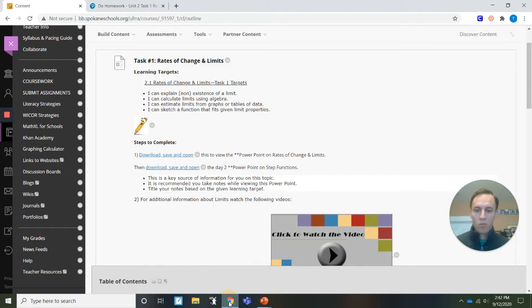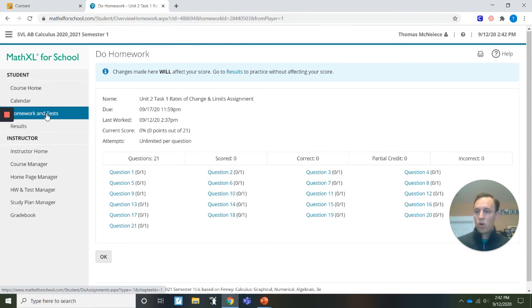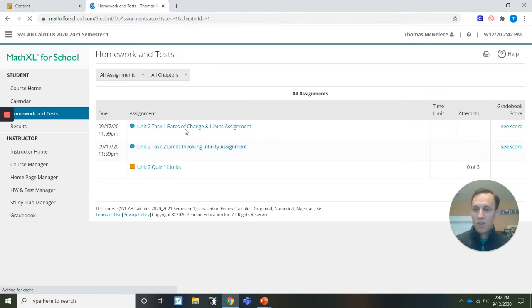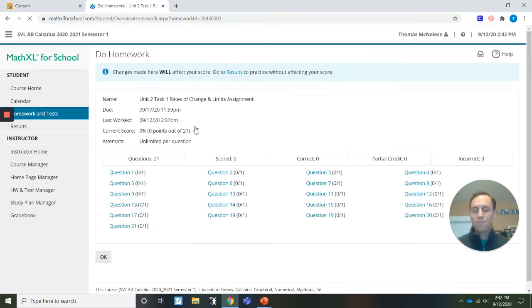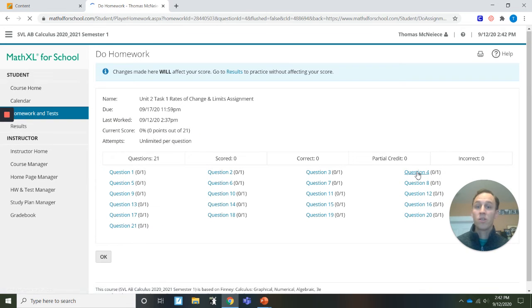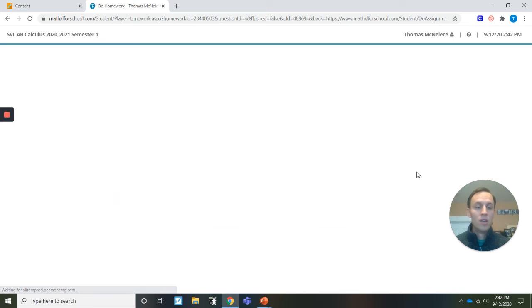After going through both of those PowerPoints, you're going to go to MathXL. In MathXL, you'll go to Homework and Tests over here on the side, and then you'll open up your first one, Unit 2, Task 1, Rates of change. So you pop that one open, and then you'll start with the first question. I'll just pick a random one. We'll look at question 4 so I can show you some of the features involved in this.